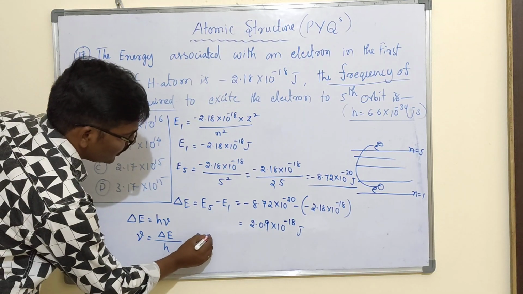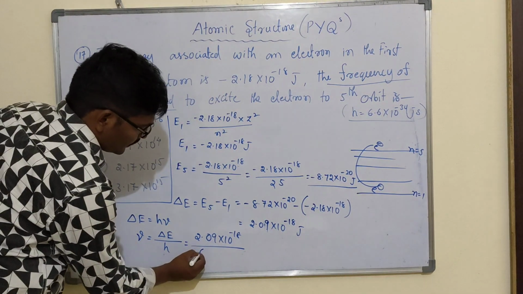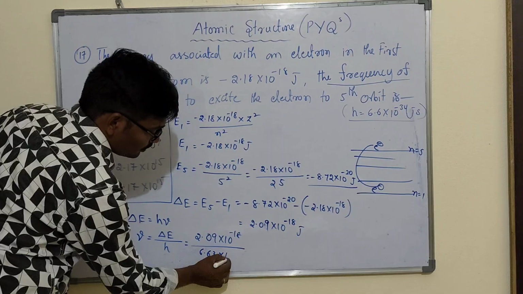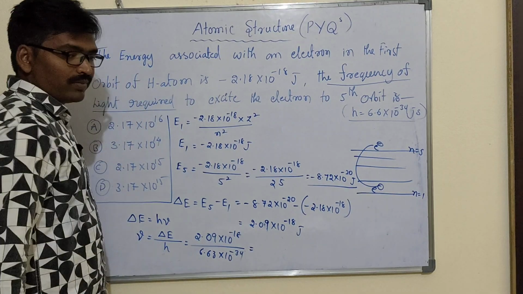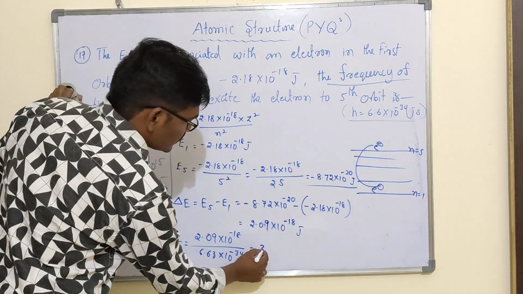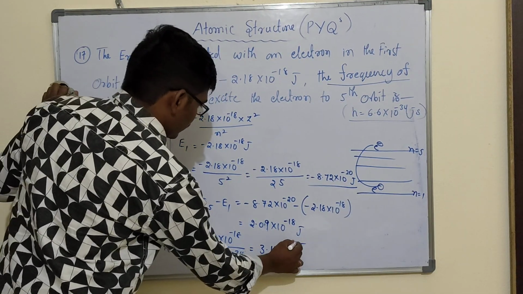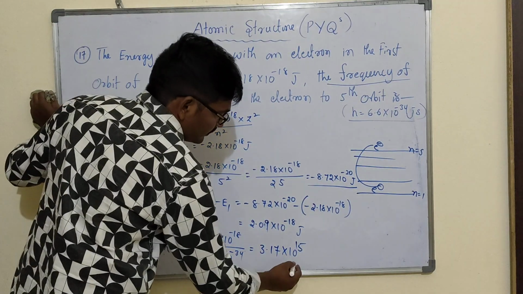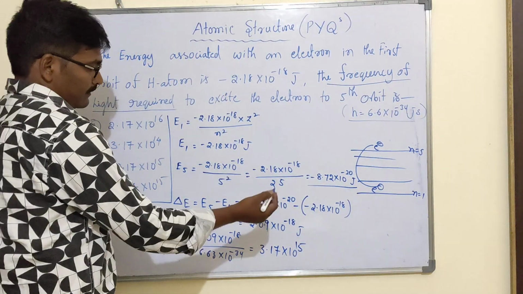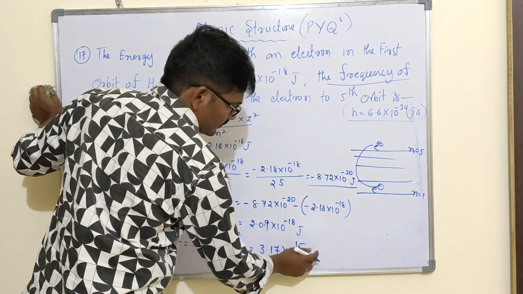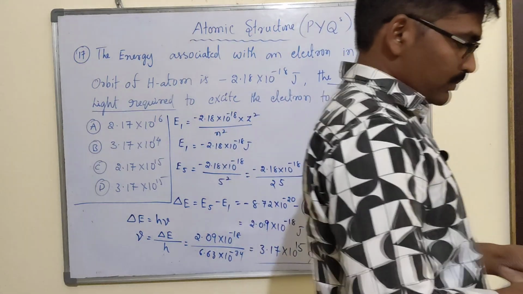Delta E value 2.09 into 10 to the power of minus 18, divided by h value 6.63 into 10 to the power of minus 34. Then finally you get the answer, 3.17 into 10 to the power of 15. In what unit is the frequency? Cycle per second, or hertz.